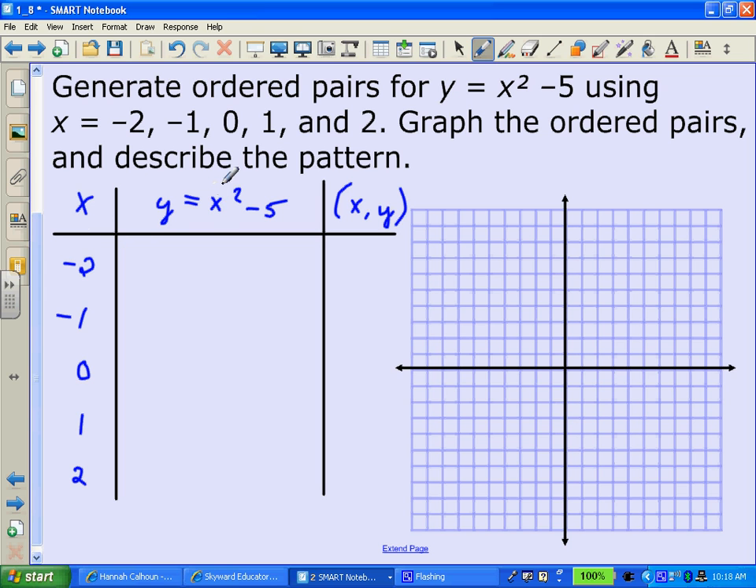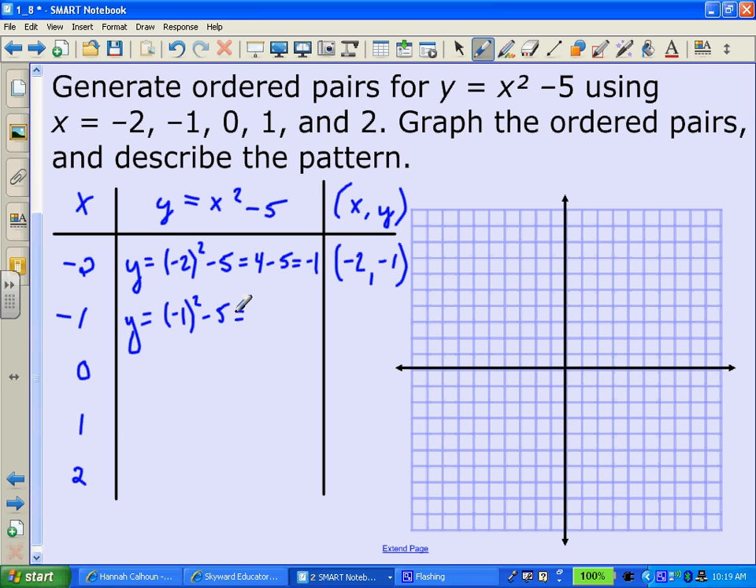So then I'm going to take -2 and put it where the x is in my equation. So I have -2 squared minus 5. Now -2 squared, -2 times -2, is 4. So this is 4 minus 5, which is -1. So my ordered pair is my x value, which I already knew, and then the answer to my equation, which is -1.